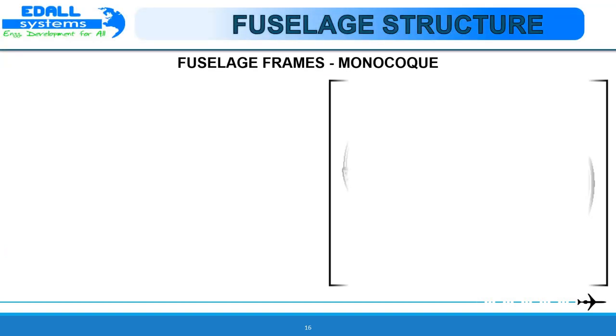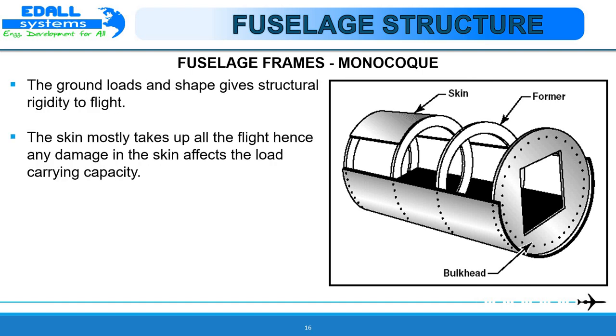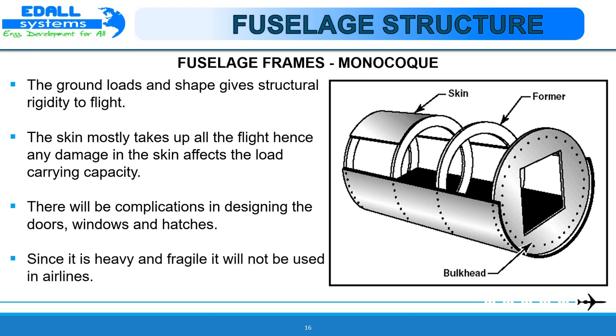Now to the types of frames. We have monocoque. The ground loads and the shape give structural rigidity to the flight. The skin mostly takes up all the load, hence any damage in the skin affects the load carrying capacity. There will be complications in designing the doors, windows and hatches. Since it's heavy and fragile, it will not be used in airlines.